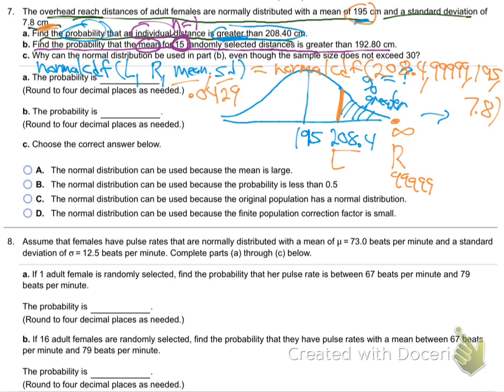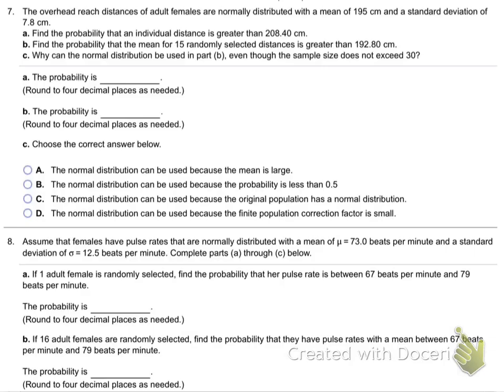So we're saying, what's the chance of that? Well, what's going to change on that? Let me get a fresh screen here. Okay, so we're doing the mean for 15 people. Let's draw the bell curve again. Middle is still 195. And greater than 192.8. Where's 192.8? Just a little bit to the left. 192.8 is a little smaller than 195.